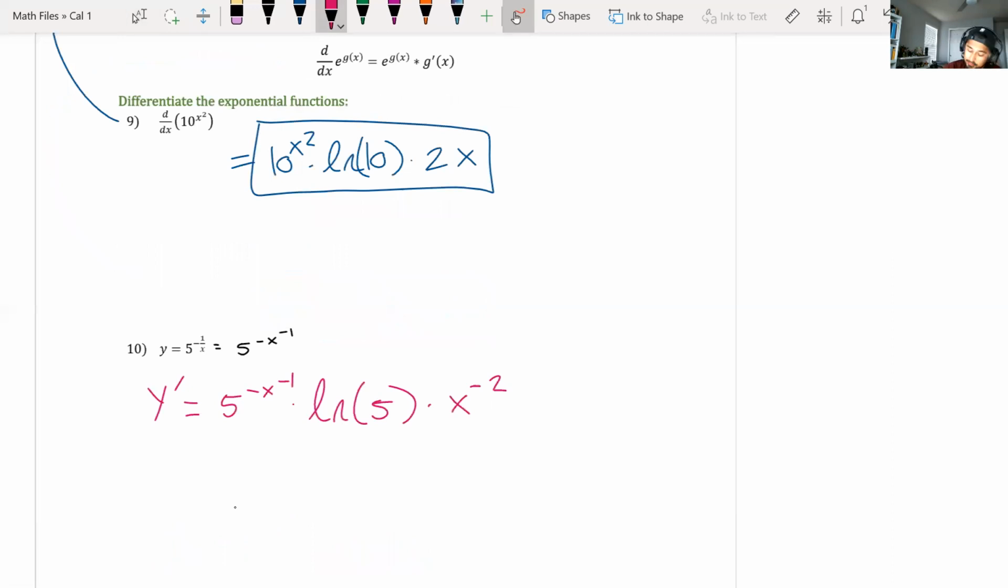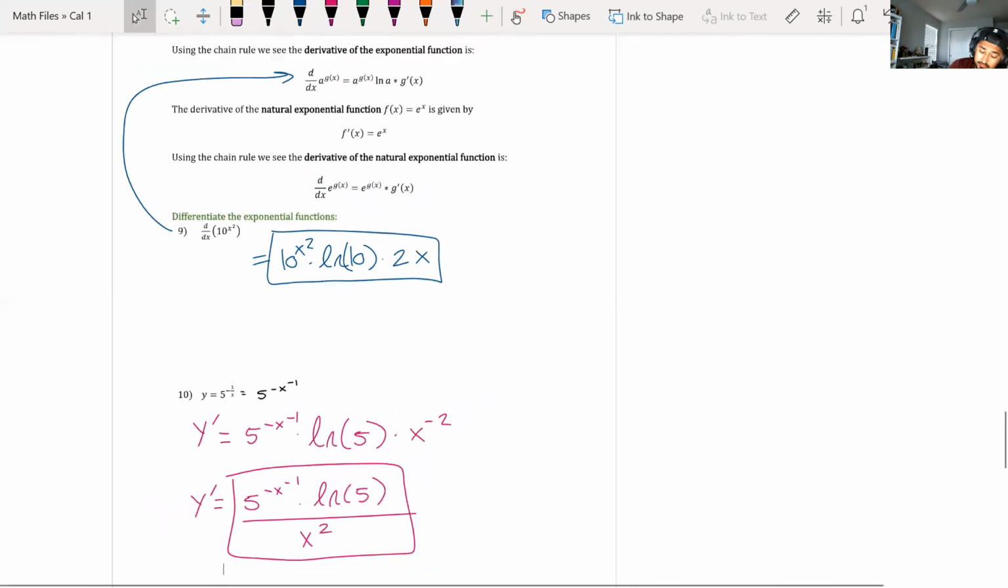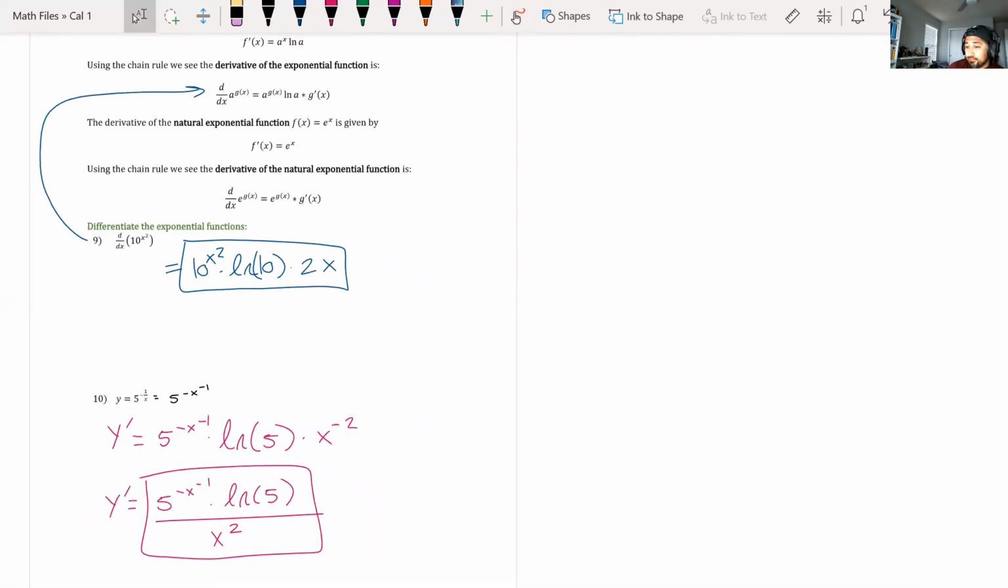Now you could make this one a little prettier if you wanted. Since they're all connected by multiplication, we could rewrite this one as 5 to the negative x to the negative 1 times the natural log of 5, all over x squared. Good stuff. And all we're doing is following those derivative formulas above. Just looks a little crazy.